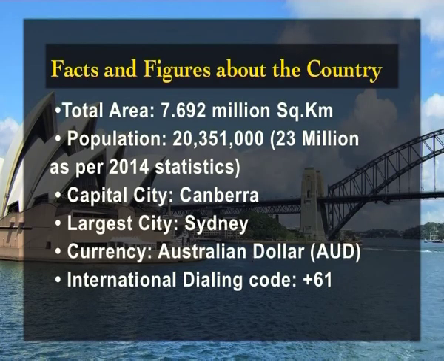Facts and figures about the country. Total area: 7.692 million square kilometers. Population: 20,351,000, that is 23 million as per 2014 statistics. Capital city: Canberra. Largest city: Sydney. Currency: Australian dollar, AUD. International dialing code: +61.